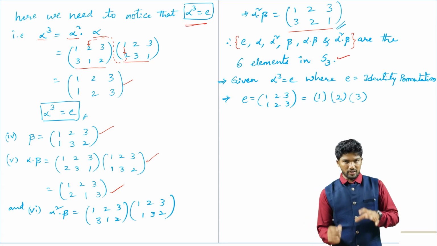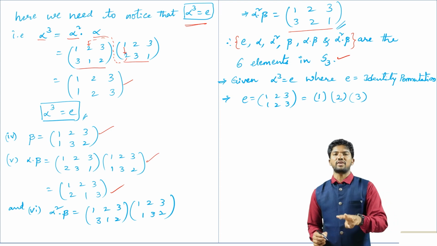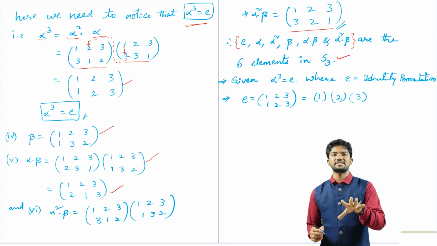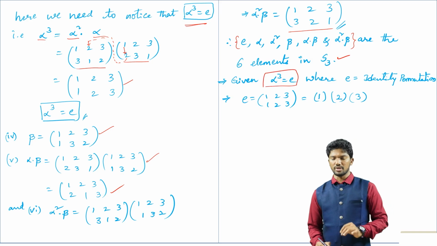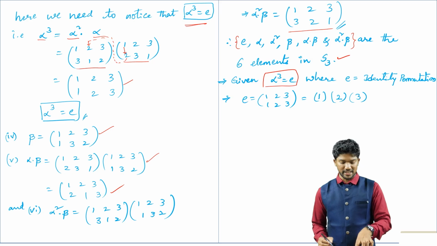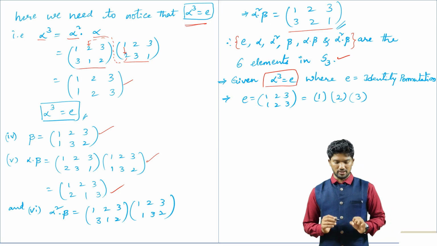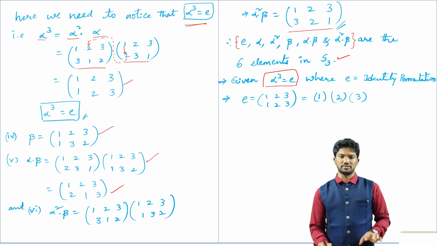Now, what we have to prove? Out of these six elements, we have to find out the three elements which satisfy that alpha cube is equal to E, where E is equal to the identity permutation.